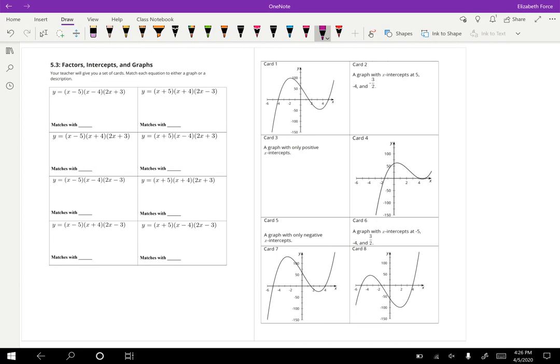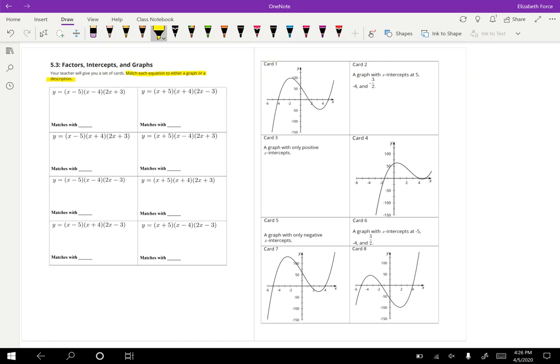Problem 5.3, they're giving you a set of cards and they want you to match each equation. Let me just highlight the directions here for you. Match each equation to either a graph or a description.